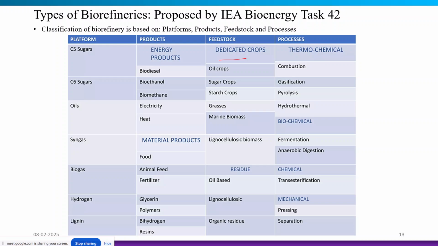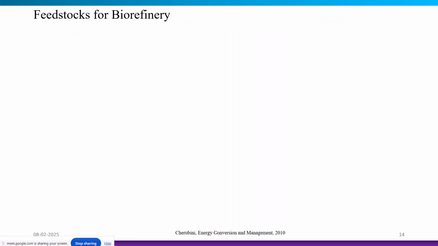And processes, like we already discussed: the thermochemical processes, combustion, gasification, pyrolysis, hydrothermal processes; biochemical processes, fermentation, anaerobic digestion; the chemical process of transesterification; and mechanical processes, separation and pressing. So this is a broad diversity, based on which the types of biorefinery are proposed by the IEA Bioenergy Task 42. Now we will consider different kinds of feedstock for biorefinery that are available for further processing.